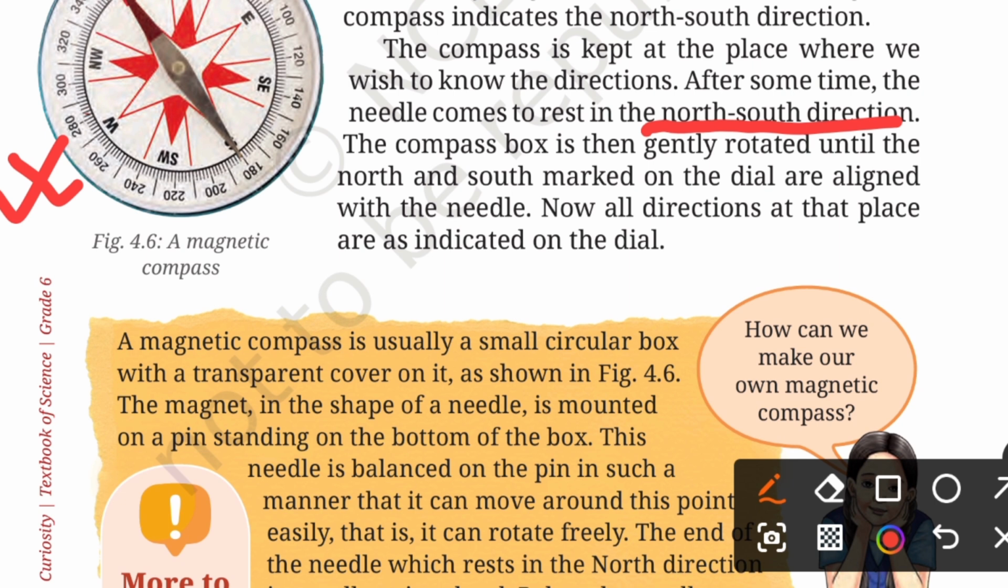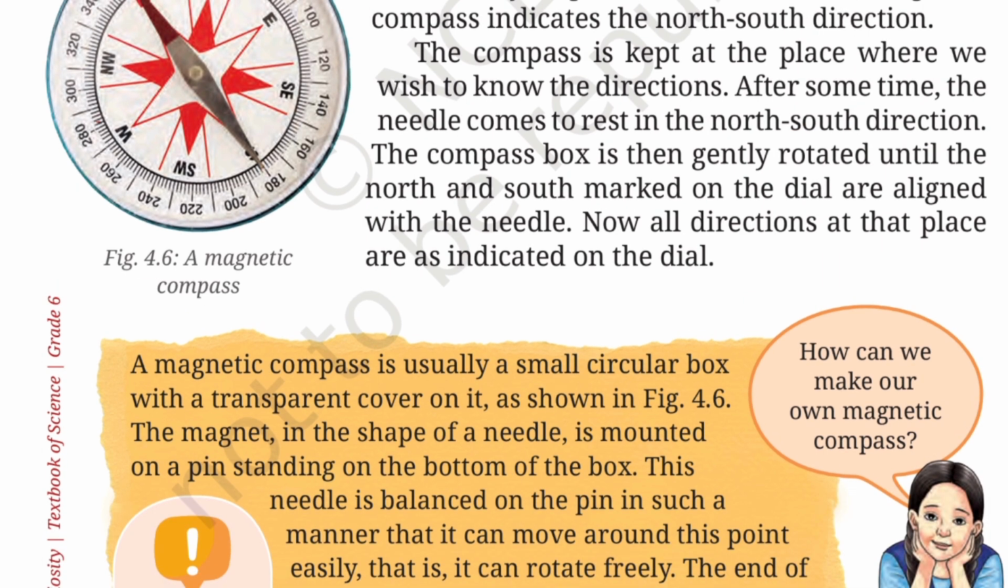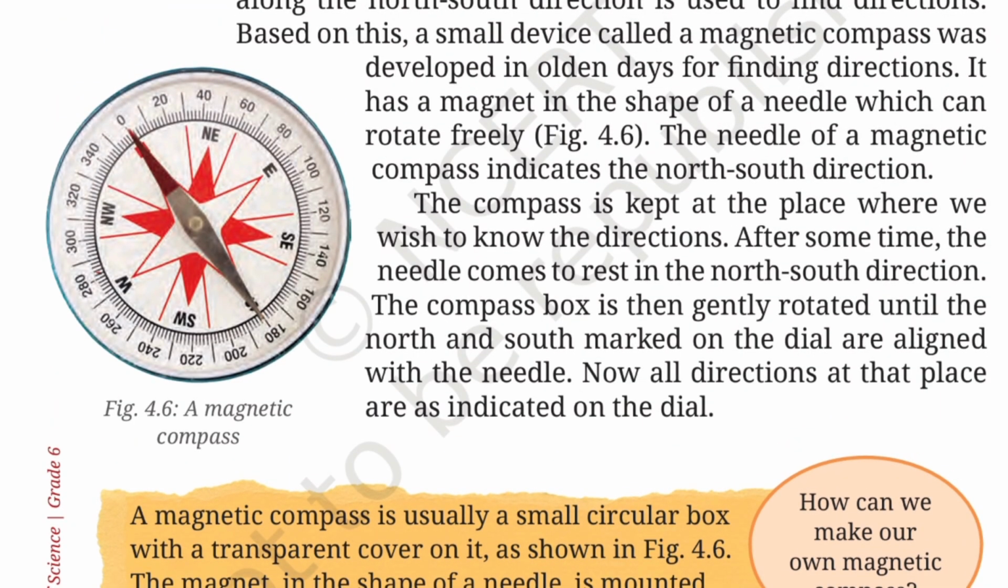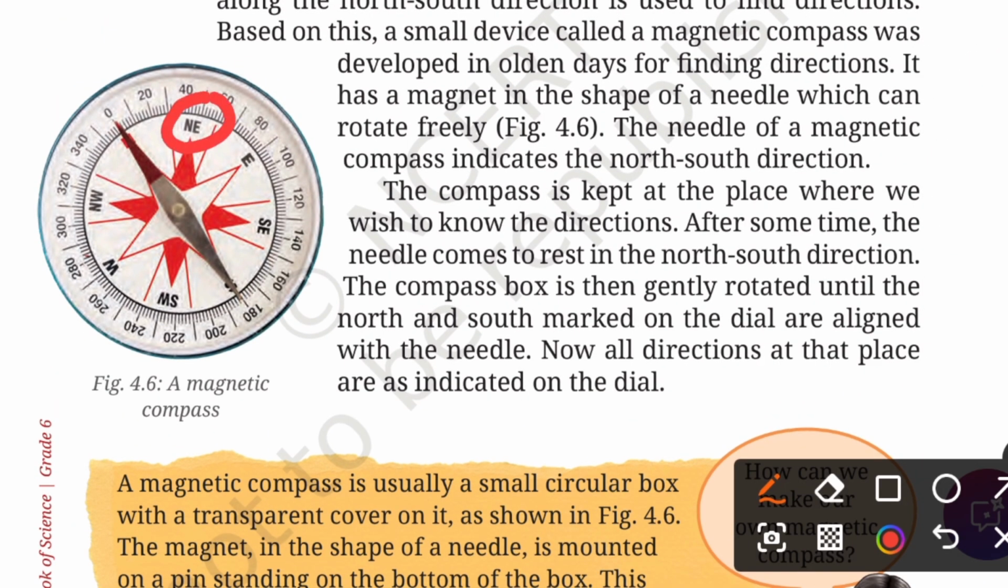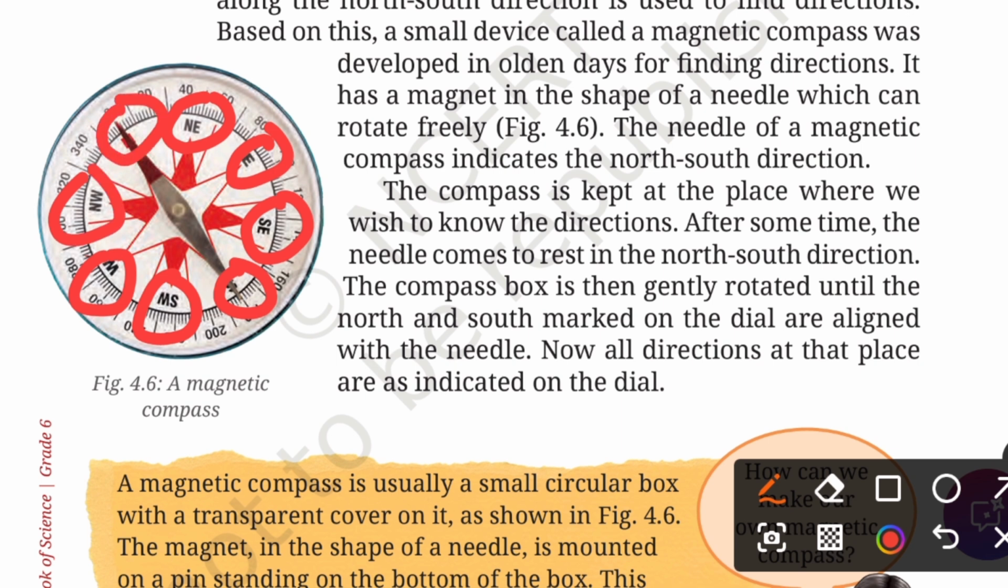The compass box is then gently rotated until the north and the south marked on the dial are aligned with the needle. Now all directions at that place are as indicated on the dial. तो आपको यहाँ दिख रहा होगा, यहाँ पे कौन कौन से डायरेक्शंस आप देख सकते हो. नॉर्थ ईस्ट, ईस्ट, साउथ ईस्ट, this is the south direction, this is south west, this is west, this is northwest, and this is the north direction. This is how you can very well find out the directions with the help of a compass.